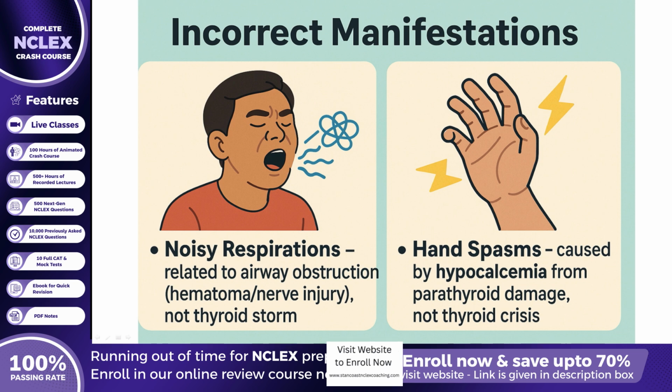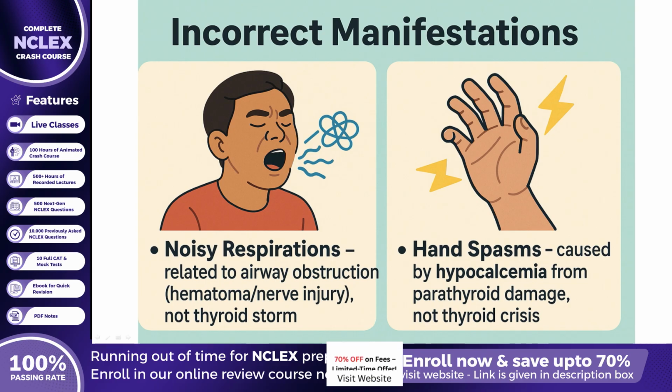Regular noisy respirations do not reflect thyroid crisis. Instead, they point toward airway obstruction caused by laryngeal edema, tracheal compression, or hypocalcemia-induced laryngospasm, serious issues but distinct from thyroid storm. Hand spasms indicate hypocalcemia, a complication due to accidental parathyroid removal or injury during surgery, not thyroid hormone excess. Similarly, decreased urine output suggests dehydration or renal compromise, but it is not specific to thyroid storm, and therefore not a diagnostic clue in this context.